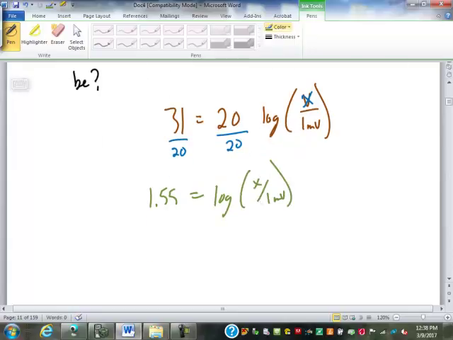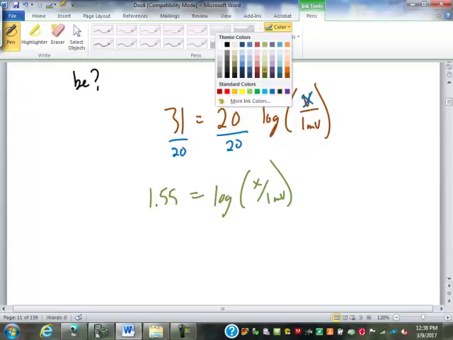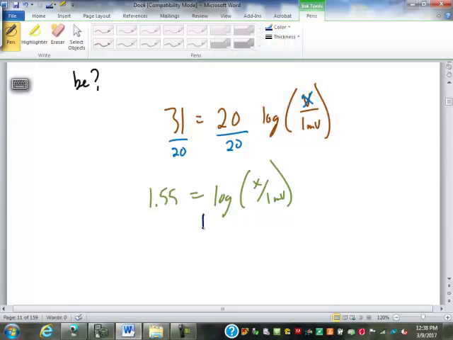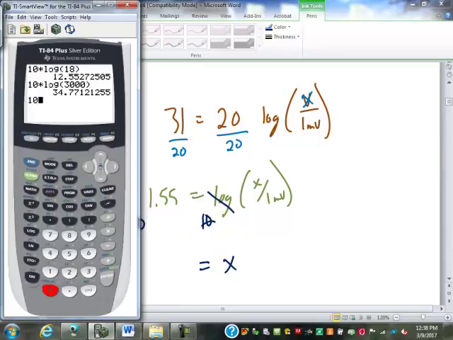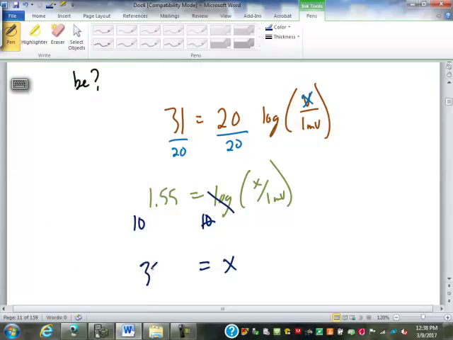So you're going to do, not ln, but 10 to the power. So that's x over 1, so that's just x. So this is just 10 to the power of 1.55. 35.48 millivolts. Since this is millivolts, I'm going to make sure my answer is in millivolts.